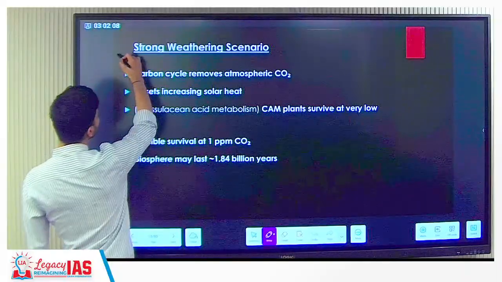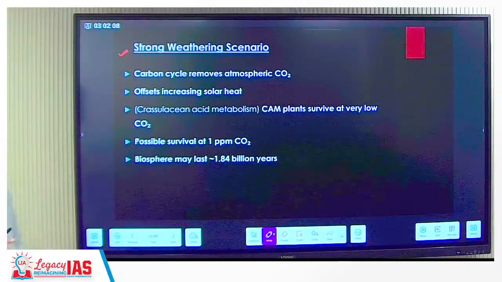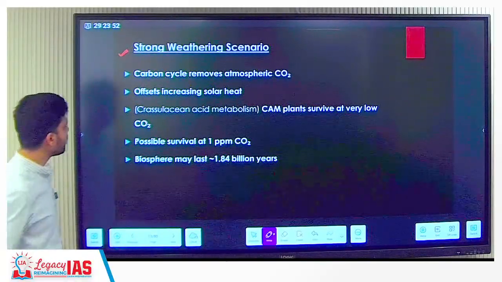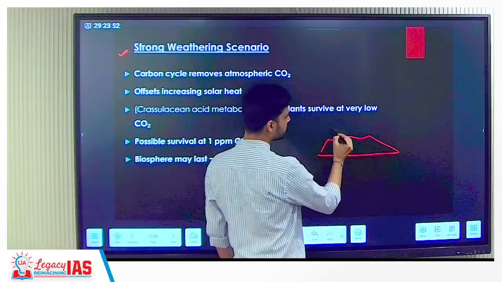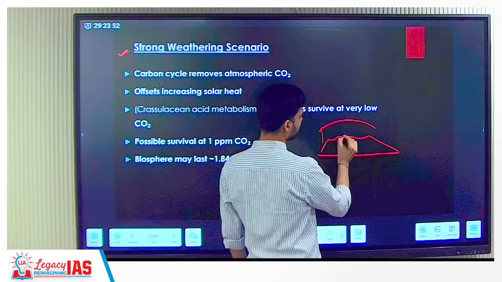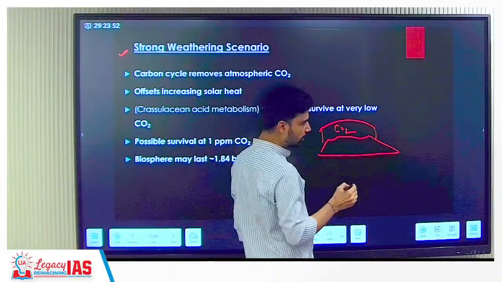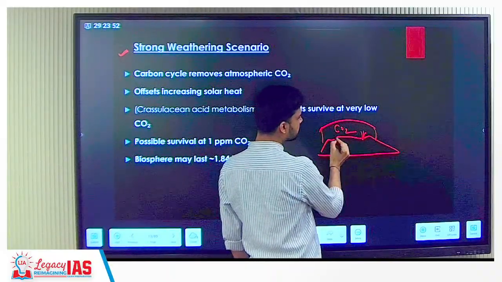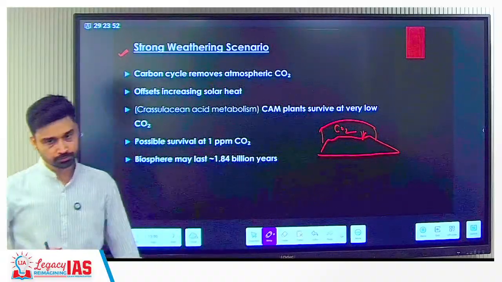Now here two scenarios are given based on which the timing varies. First is what the scientists called the strong weathering scenario. What is a strong weathering scenario? Again, why is life becoming extinct? Because the earth is getting warmer. And we know which is the most potent greenhouse gas? Carbon dioxide. If its concentration can be reduced, the effect of warming can also be reduced.